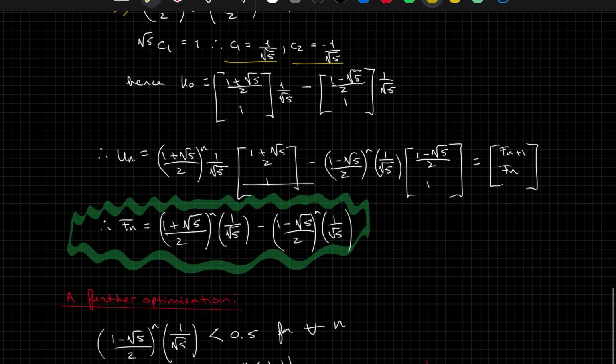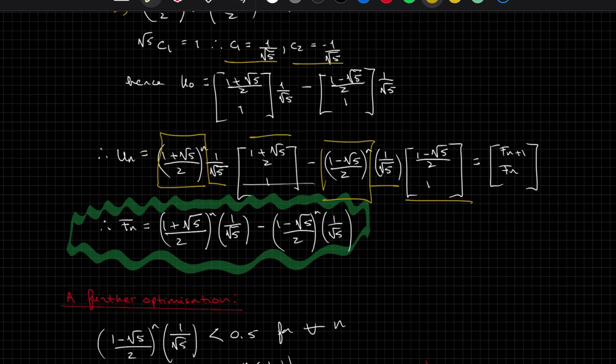So that's what we'll do here. We've got the eigenvector x_n: x1, c1, lambda 1 to the n, plus x2, c2, lambda 2 to the n.